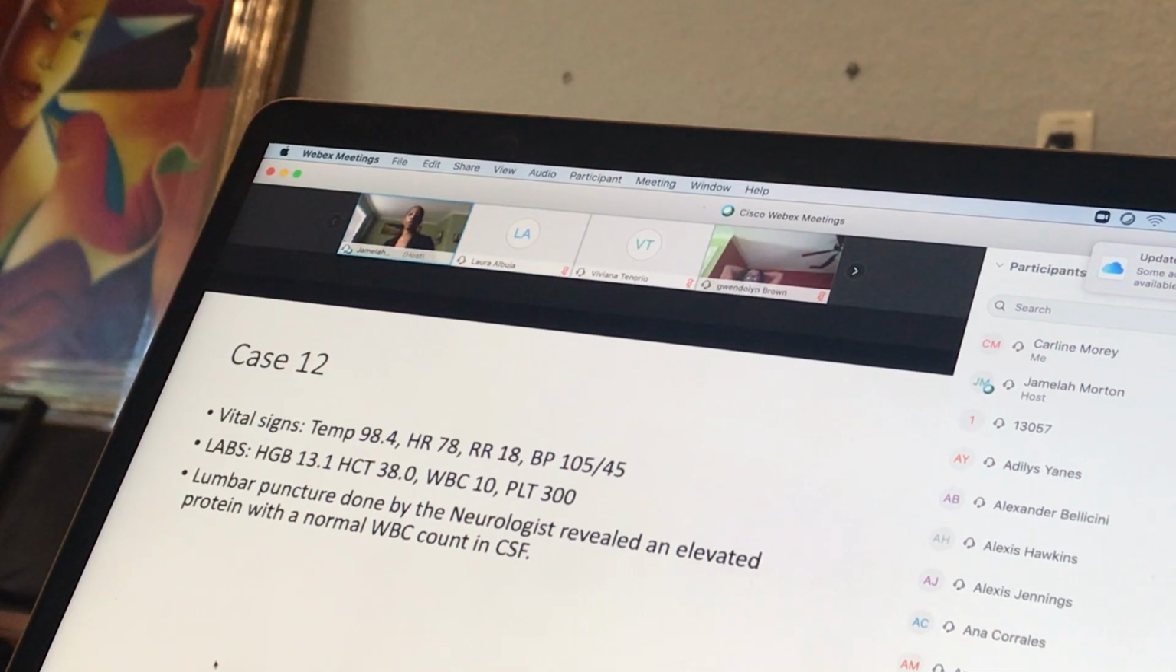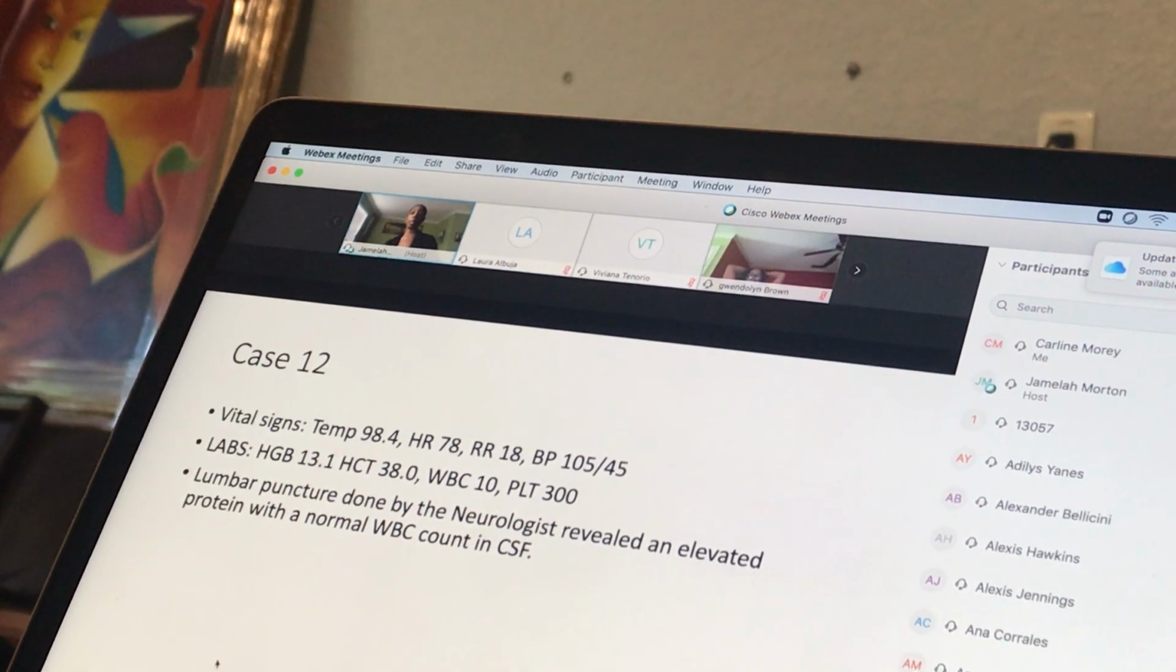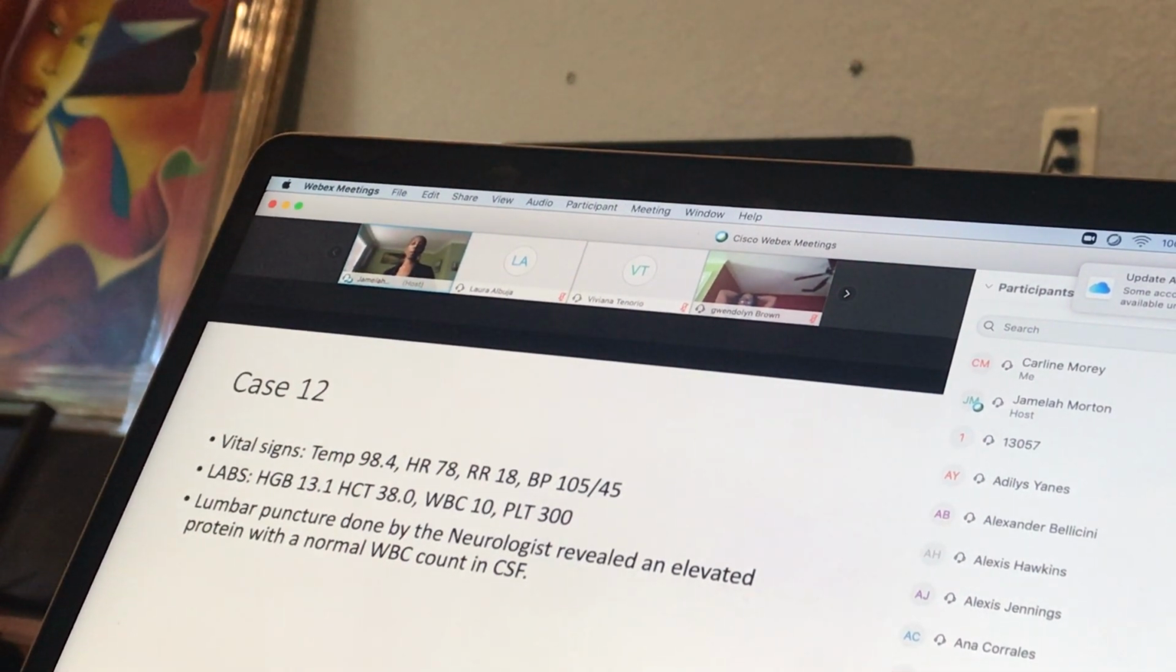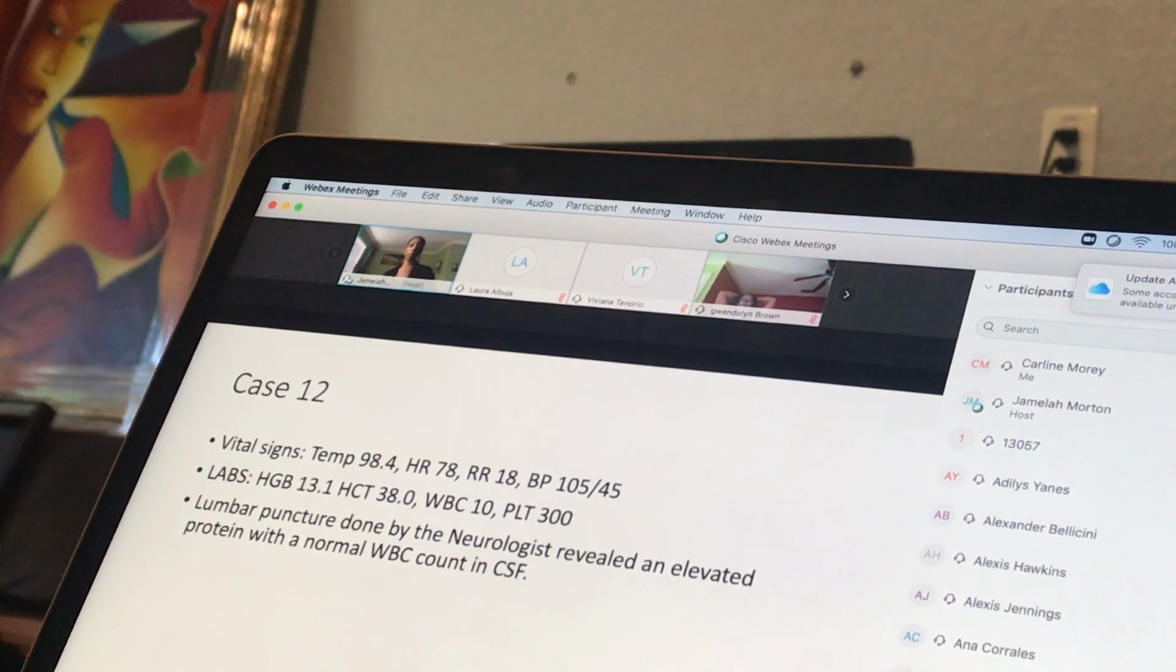Bacterial, usually you have a neutrophilia. So you'll have elevated neutrophils. You will also have elevated white blood cells. You have elevated protein and low glucose.